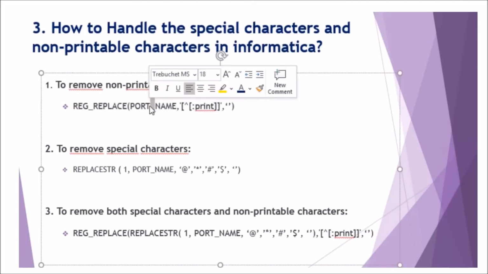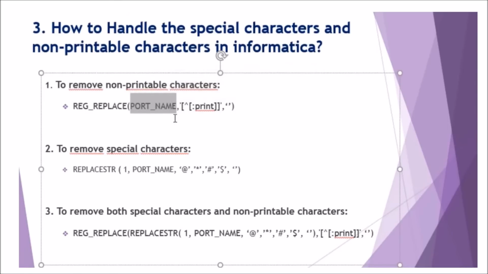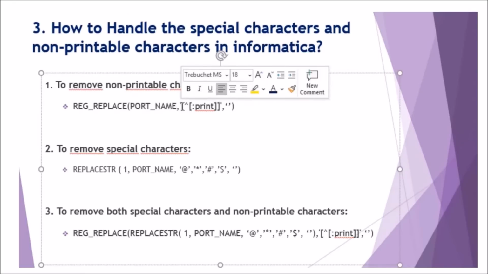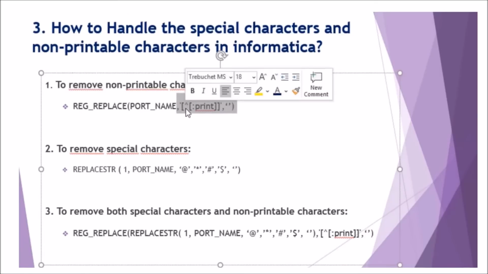Here, first I am passing the port name. This is the column in which we are getting these non-printable characters. That column name, that port name, we have to pass here. And the second one: here our scenario is non-printable characters, that's why I'm just passing the non-printable characters here. If we want to replace some other characters also, we can replace them by passing those characters here.